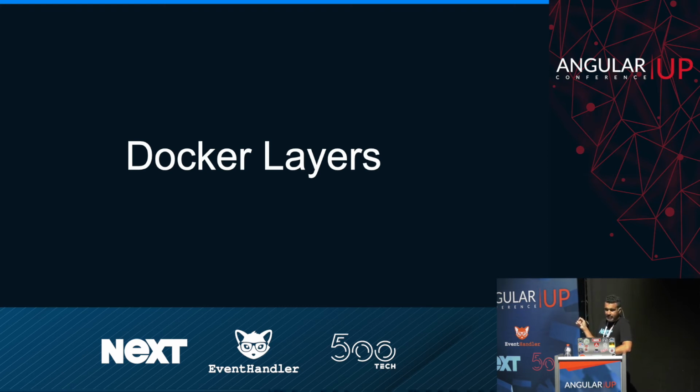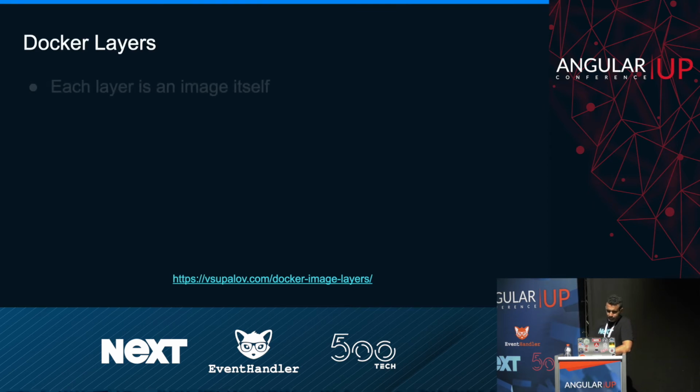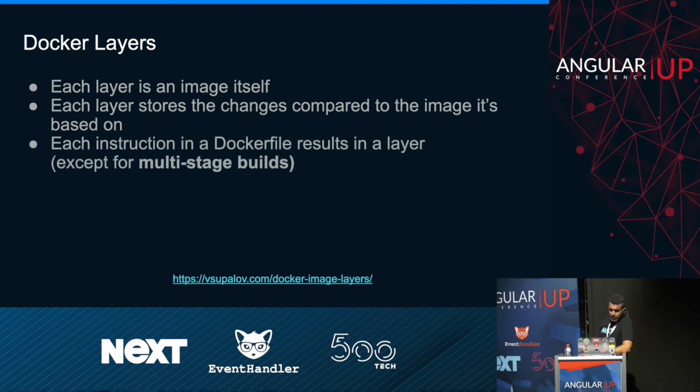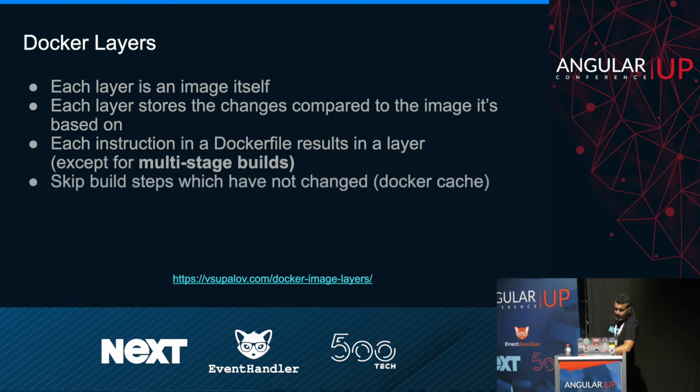A Docker image consists of several layers. What are those layers? Each layer is an image itself. Each layer stores the changes compared to the image it's based on. Each instruction in a Dockerfile results in a layer, except for multi-stage builds. And each layer skips build steps which have no change. This is the Docker cache.